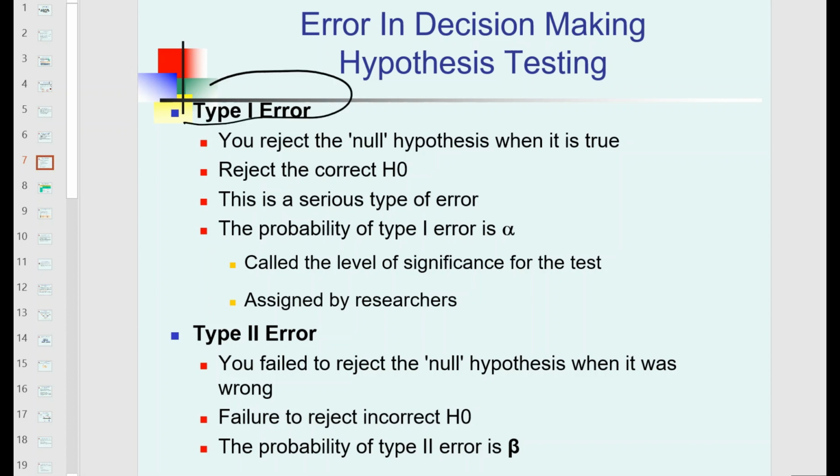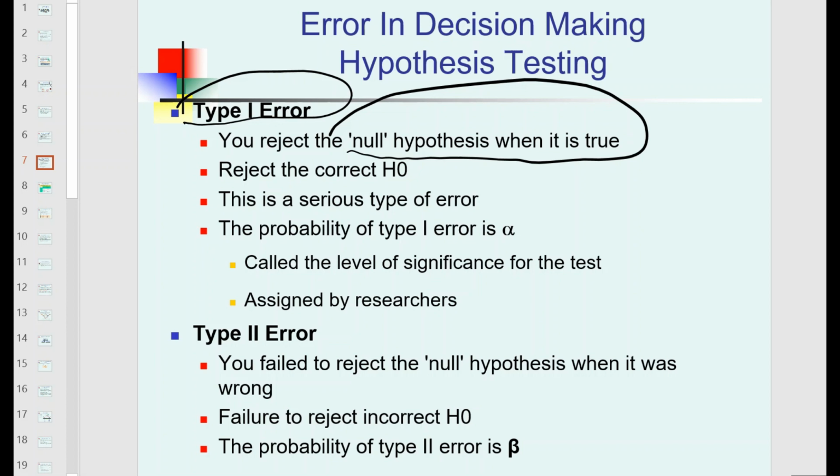Type 1 error: you reject the null hypothesis when it is true. Meaning that, for example, just now, your H null is what? The average of the screw diameter is 30 mm, right? So when your H null, which is that the screw diameter is equal to 30 mm, is true, but you go and reject the null hypothesis, this is a type 1 error.